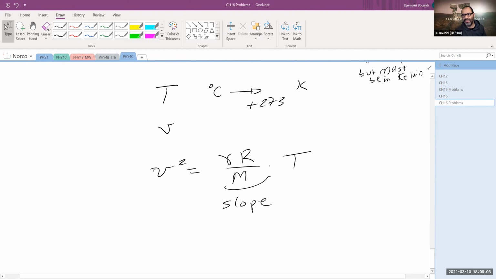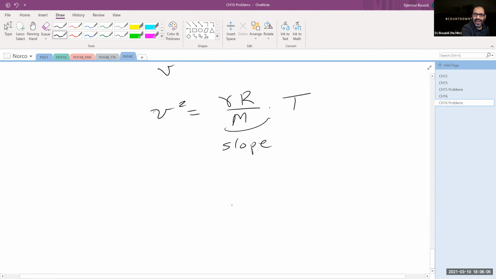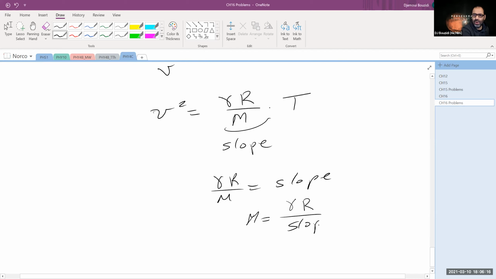Okay, so if I find the slope from this expression, I can find M, or gamma R over M equals the slope, in which case I can find the molar mass M. It's going to be gamma R over slope. The only problem in here is that this M is going to be in kilograms.